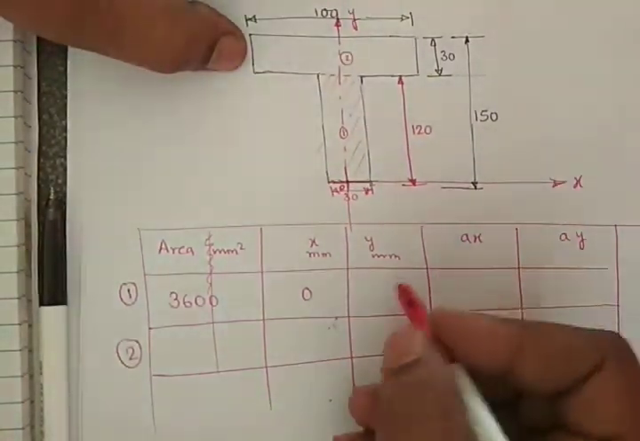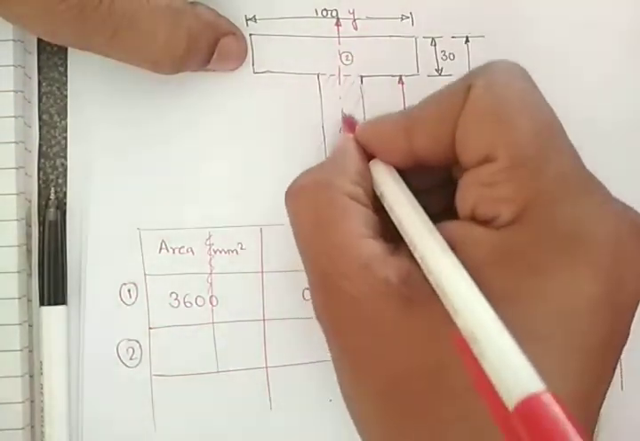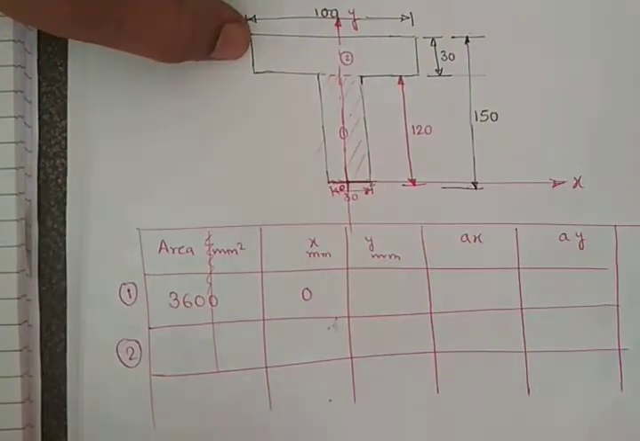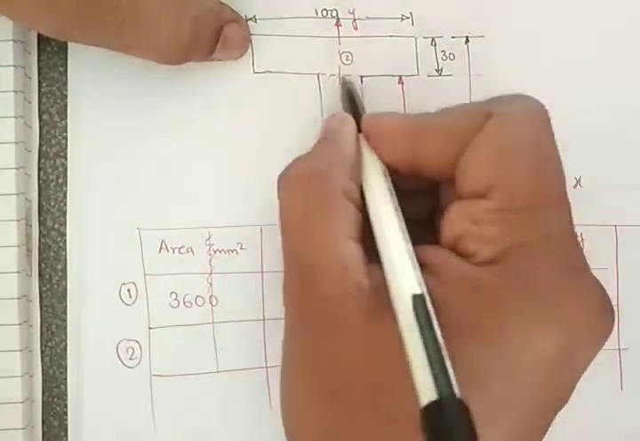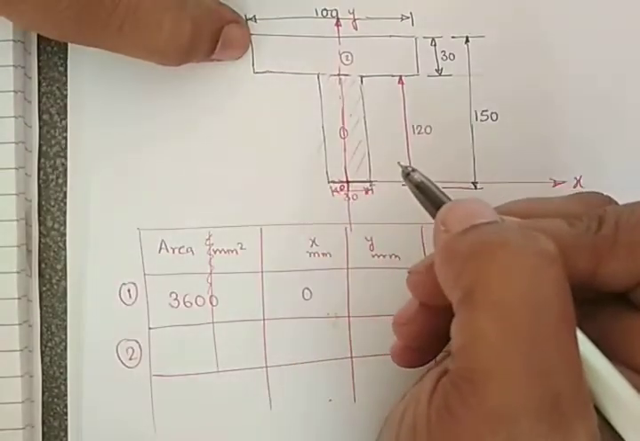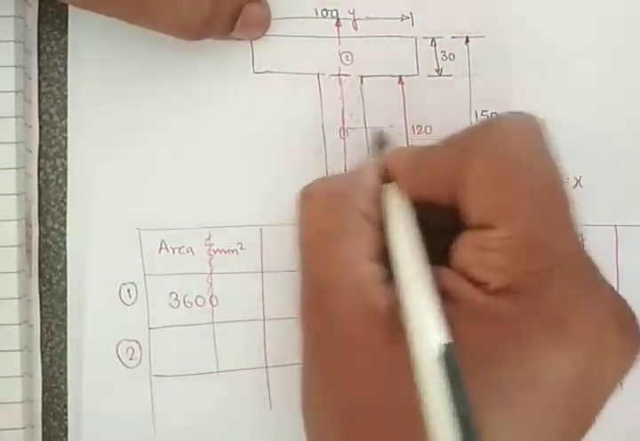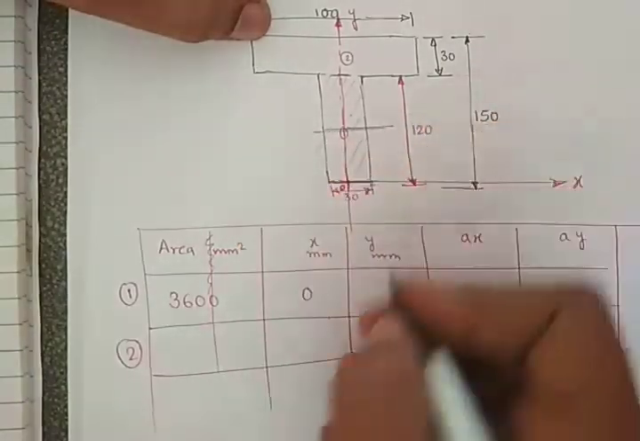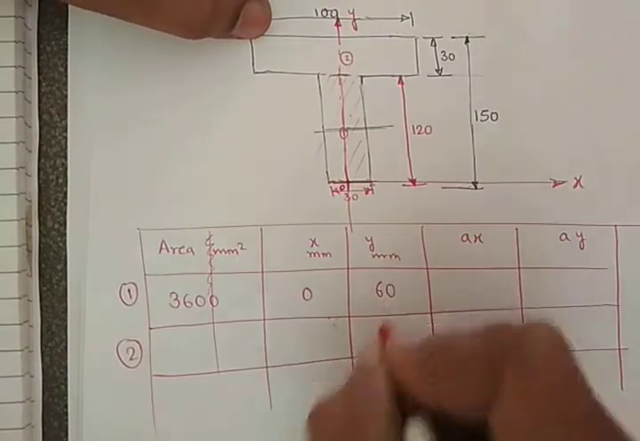Okay. Now next, in the Y direction, what is the center? If you are moving like this, 1, 2, 3, 4, 5, 6, 7 and up to 120. Then what is the center of this? Obviously 60. So we will write here 60.